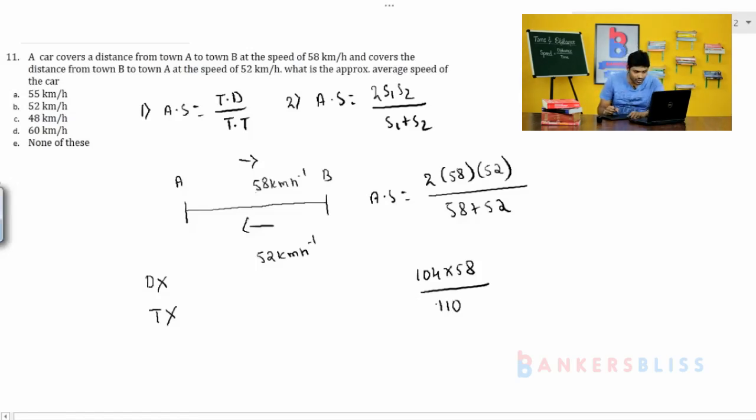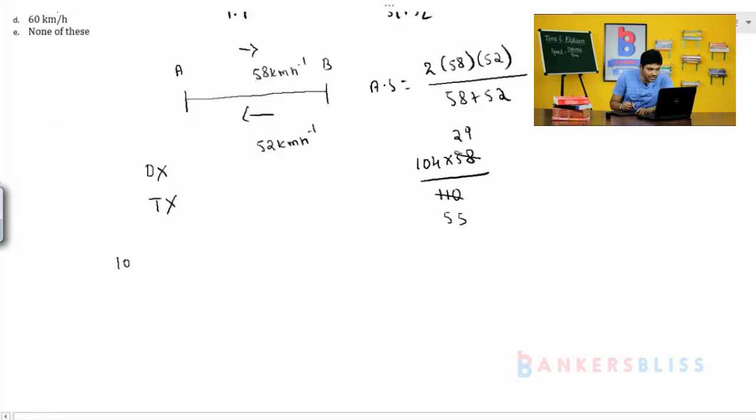See here, 2 5s are 10. Next, 2 2s are 4, 2 9s are 18. Next, what can we do? 104 into 29 you have to calculate. How to calculate 104 into 29? It's very simple. 104 can be written as 100 plus 4, into 29 can be written as 20 plus 9 or 30 minus 1. Whichever is feasible for you, you consider that one. 100 into 20, 2000. Next, 100 into 9, 900. 20 into 4, 80. 9 into 4, 36. So how much did you get? 6, 8 plus 3, 11, 1 carry 10, 3.